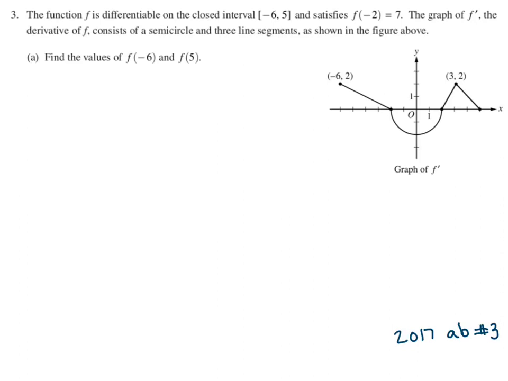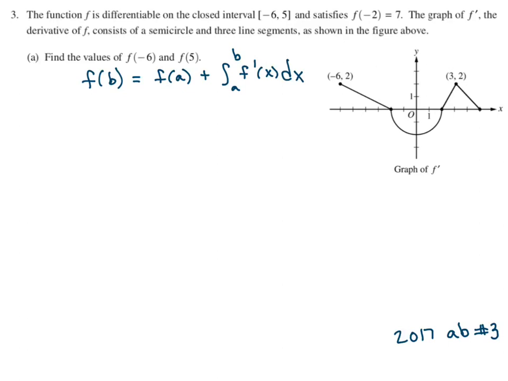So they gave me the graph of f prime. I have to find function values of f, so I should anti-derive this. I should work backwards on this one. So the first thing I want to think about is just that fundamental theorem of calculus, and that is f of b equals f of a plus the integral from a to b of f prime of x dx.